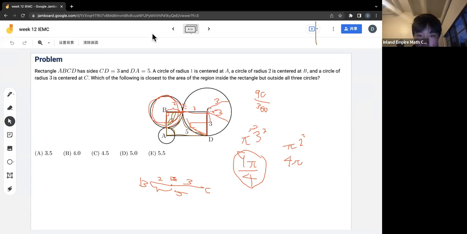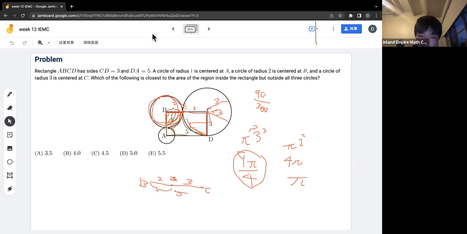And since we know that this is 4 pi, as we remember, this sector here, which we're trying to find, is going to be a quarter of the total area of the circle. We know that that quarter is pi.